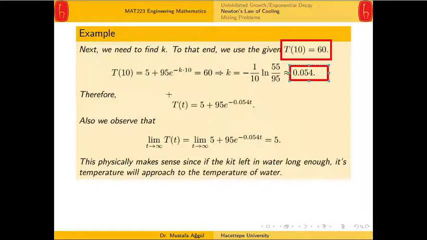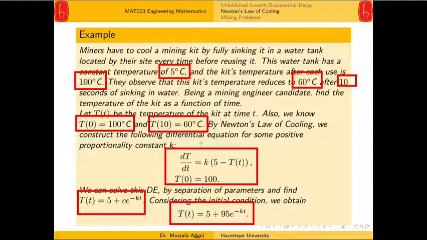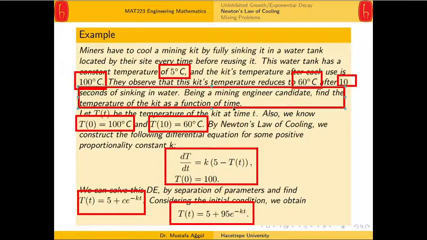Now if we substitute this in the equation we found, we see T(t) is equal to 5 plus 95 e to the negative 0.054t. So this is our solution. The problem asked us to find the temperature of the kit as a function of time, so we already found it. The problem is solved at this point.